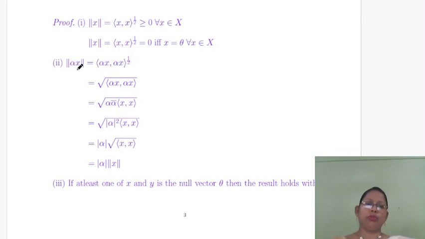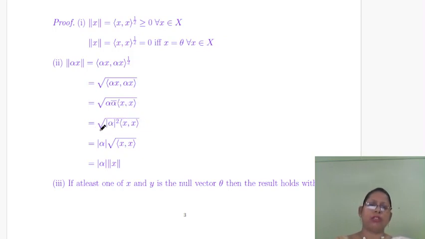Number two, norm of alpha x is the square root of inner product of alpha x comma alpha x. From this, take alpha outside of the inner product from the first element. Again from the second element, I will get alpha bar, the conjugate of alpha. Again, by using properties of complex numbers, alpha times alpha bar is modulus of alpha square.